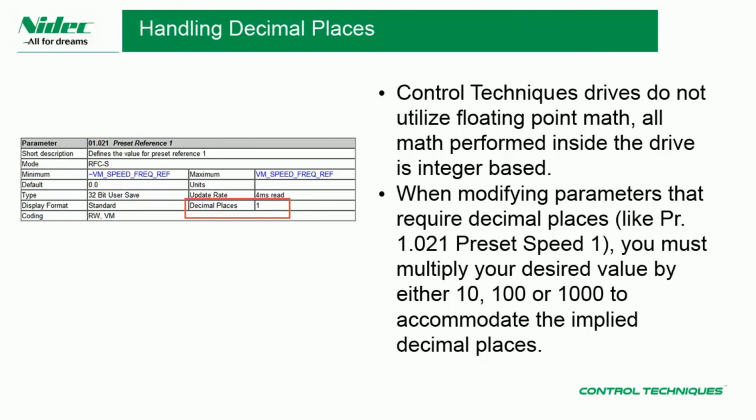Control Techniques drives do not utilize floating point math. All math performed inside the drive is integer-based. When modifying parameters that require decimal places, like menu 1, parameter 21, which is shown here, you must multiply your desired value by either 10, 100, or 1000 to accommodate the implied decimal places. For example, if I wish to set the preset speed to 100, I would send the number 1000, which will result in the value of 100.0 as my preset speed.